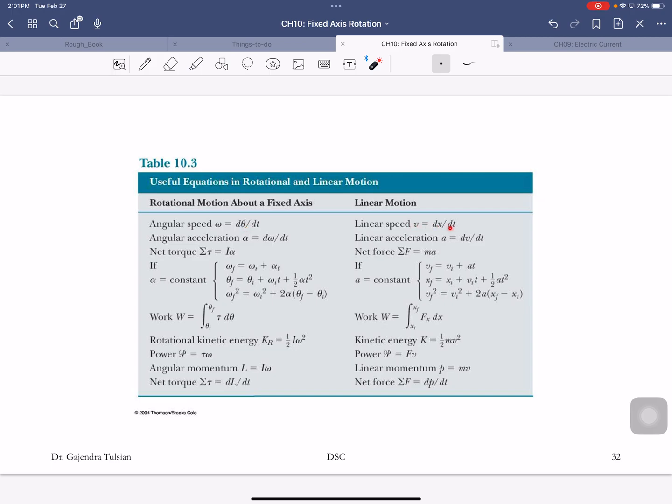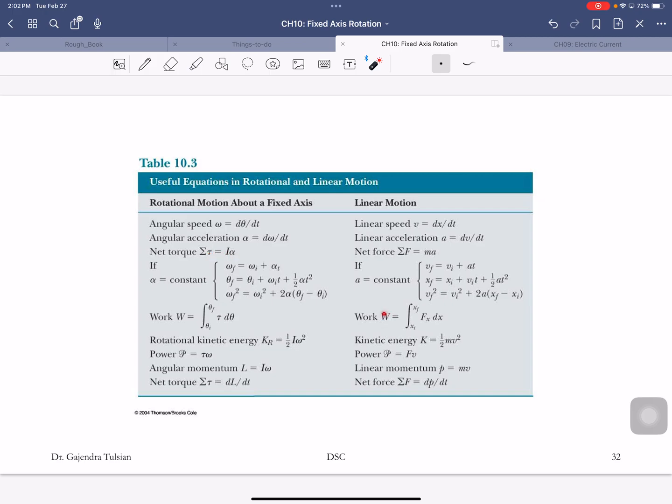This was a replacement for that. V was dx by dt, omega is d theta by dt. These formulae worked when A was constant. Here are those formulas when A was constant: F equal to ma, torque equal to I times alpha.